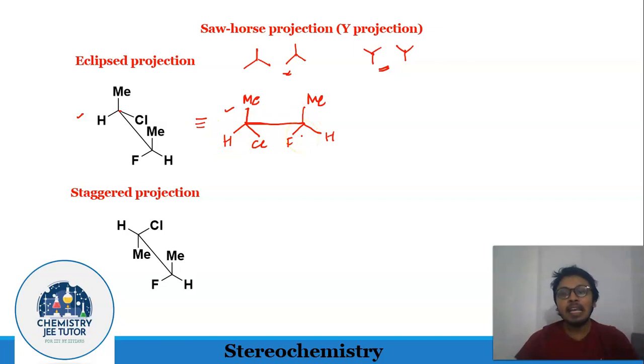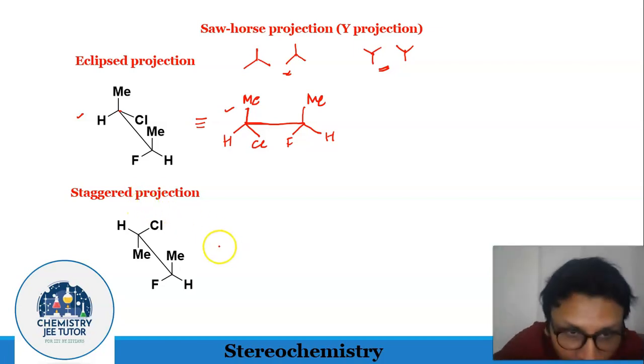Why do we call it an eclipse projection? When both the Y's are either pointing downwards or both the Y's are pointing upwards, meaning they are pointing in the same direction, then that projection is called an eclipse projection. Then what is a staggered projection?